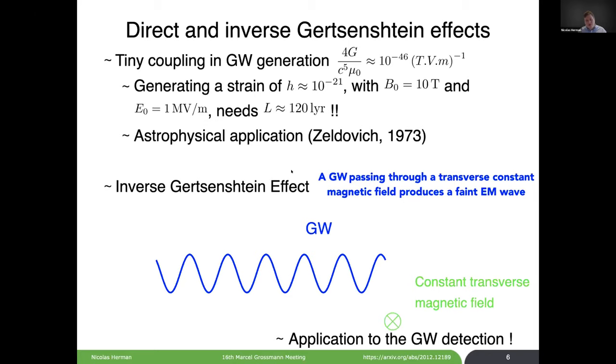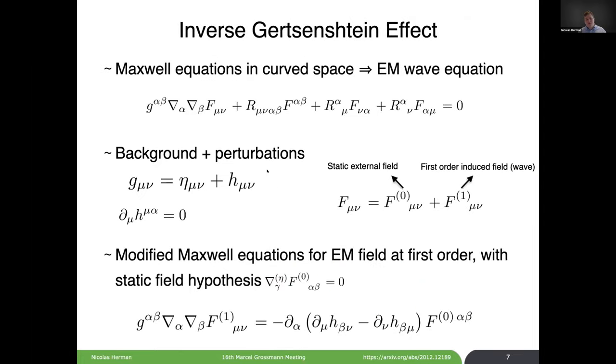But for the electromagnetic detectors, we use the inverse Gertsenshtein effect. So here we have the gravitational wave. We have the constant transverse magnetic field, and the fact that the gravitational wave is passing will produce a faint electromagnetic wave. And so we try theoretically to apply this to gravitational wave detection. So to modelize that, we use the Maxwell equations in GR. And these Maxwell equations in GR can be combined to get the electromagnetic wave equation.